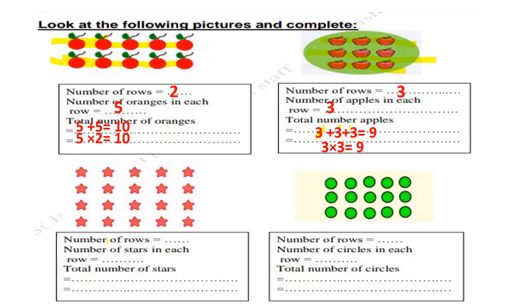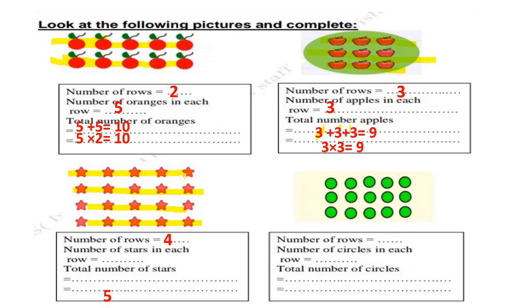Let's see this exercise. How many rows here? 1, 2, 3, and 4. I have 4 rows, teacher. 4 rows. How many stars in each row? Let's count together. 1, 2, 3, 4, 5. I have 5 in each group. Okay, in each row I have 5.